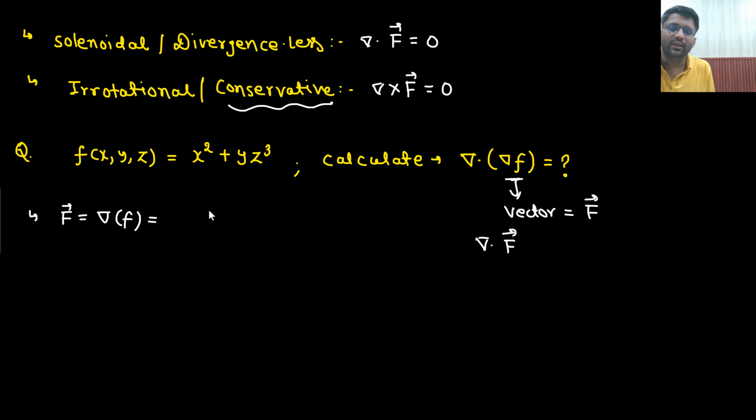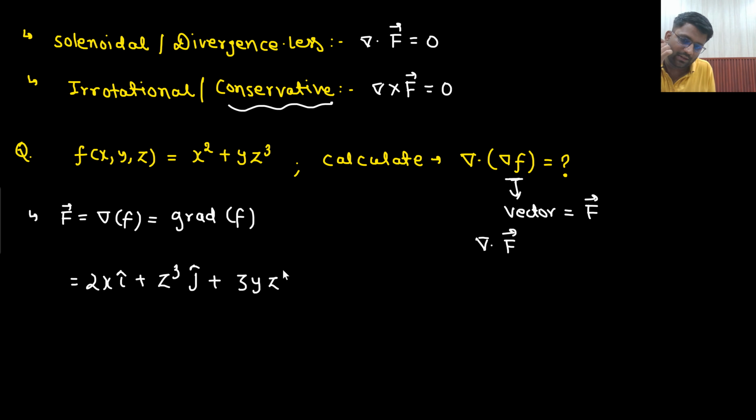So how do we calculate the gradient of f? If you remember it, hopefully or surely you should be remembering it. First, partial differentiation with respect to x. Whole function will be partially differentiated with respect to x. So answer will be 2x i cap plus partial differentiation of whole function with respect to y. What will be the answer? z cube, because this will be constant 0. z cube will come outside. The partial differentiation of y will be 1. So z cube j cap plus partial differentiation of this function with respect to z. What will be the answer? y will be constant, so 3yz square k cap. So this is your vector f.